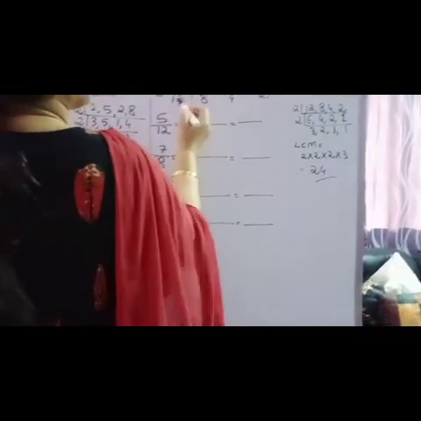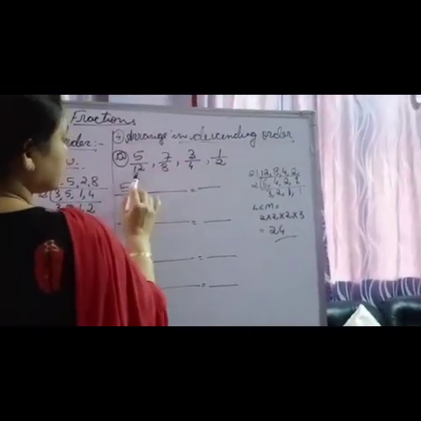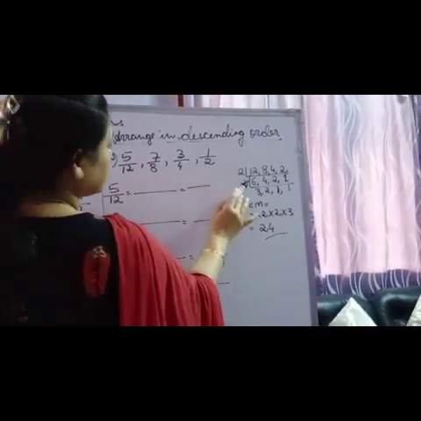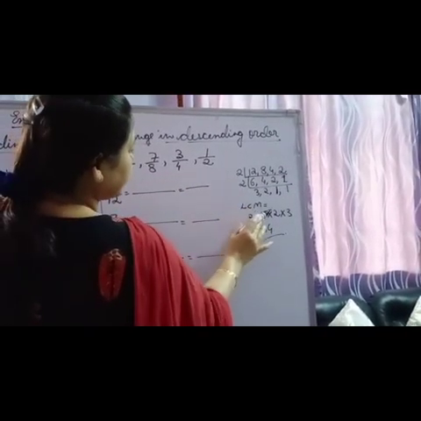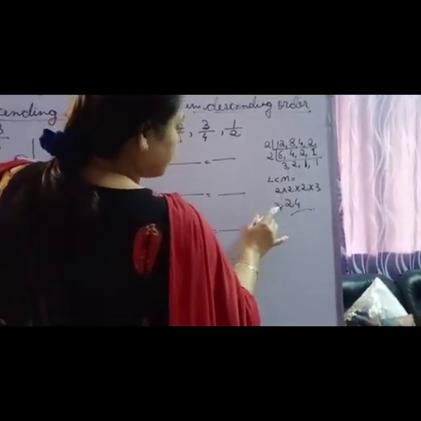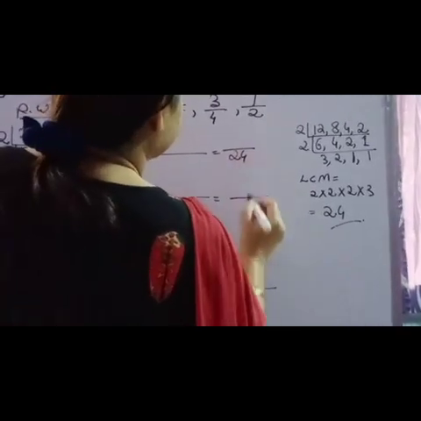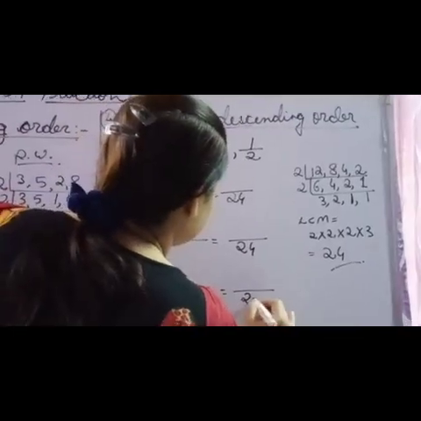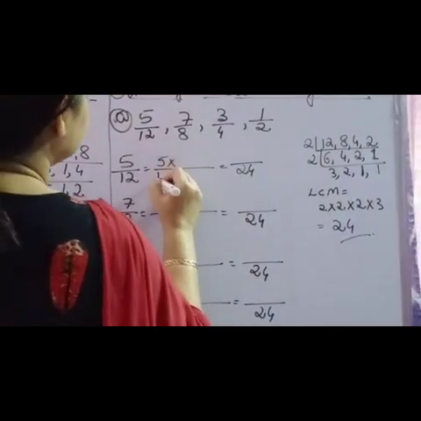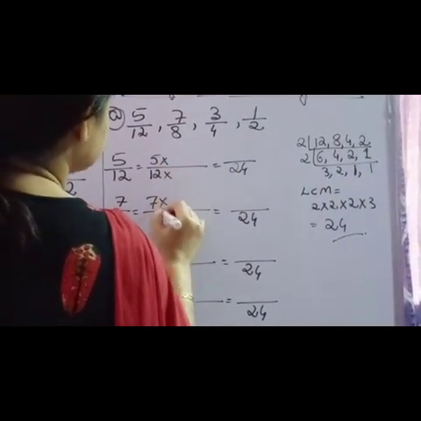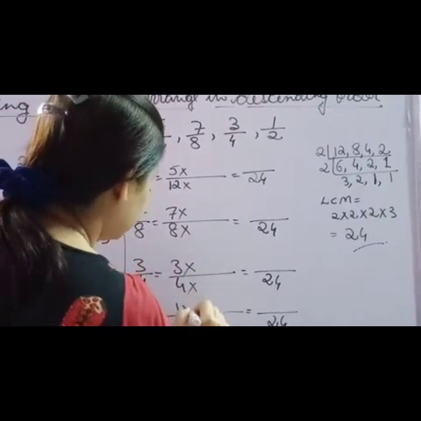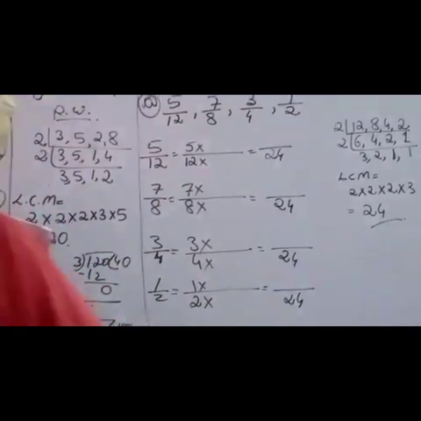Okay. So here also we have all the unlike fractions. The denominators are not same. So first all these denominators I take here in the rough column and I find out the LCM, which I have already done. So LCM I have found is 24. So let me write 24 everywhere. Now 5 into, 12 into, 7 into, 8 into, 4 into, 1 into, 2 into.